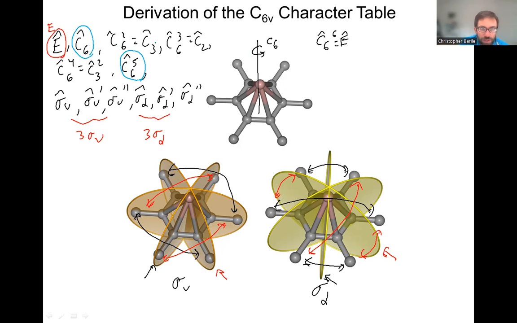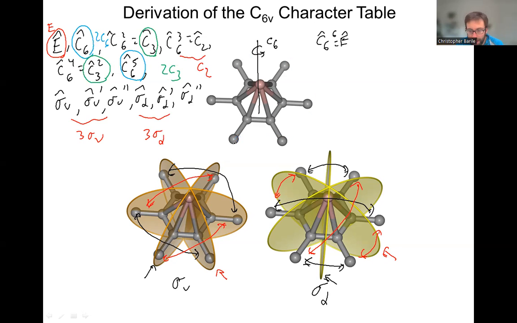And so we can do the same thing with the C3 and the C3 squared. So those are going to be in separate classes. So we can write that as 2C3 class. Let me get our blue class here. We'd write as 2C6. And then we're going to have a C2 that's going to be in a class by itself, right? If we do C2, C2 is the only one that takes this atom and goes to that atom, right? 180-degree rotation. All right.